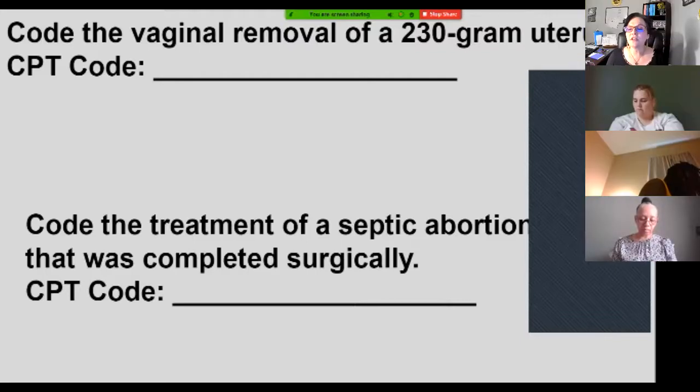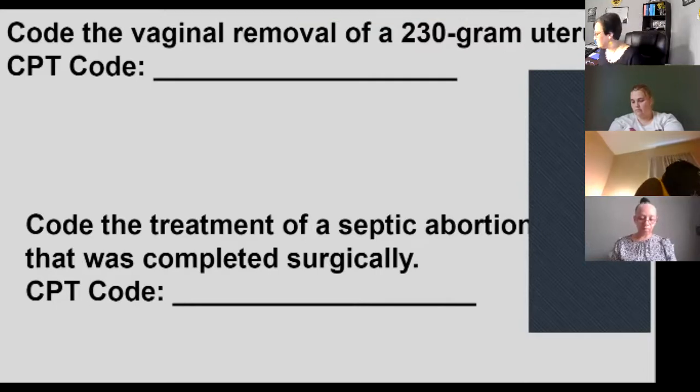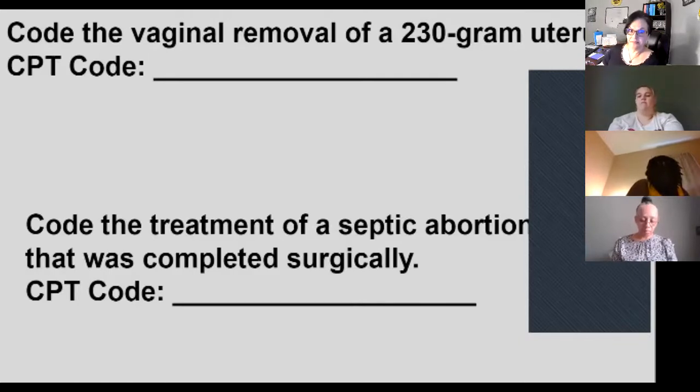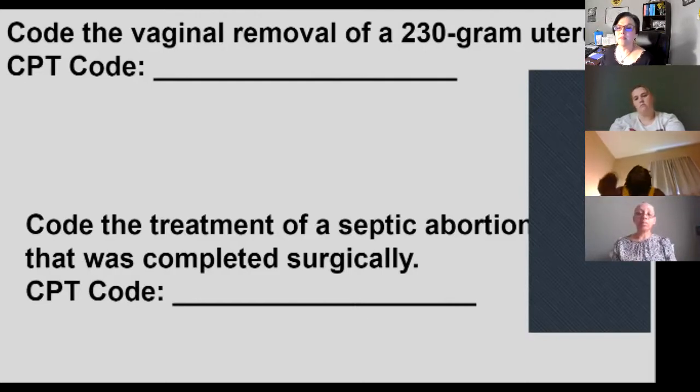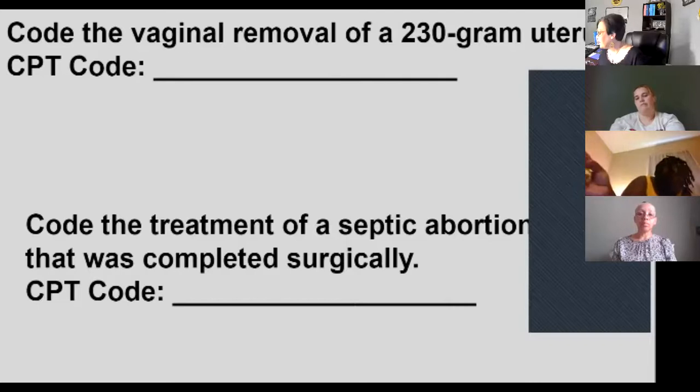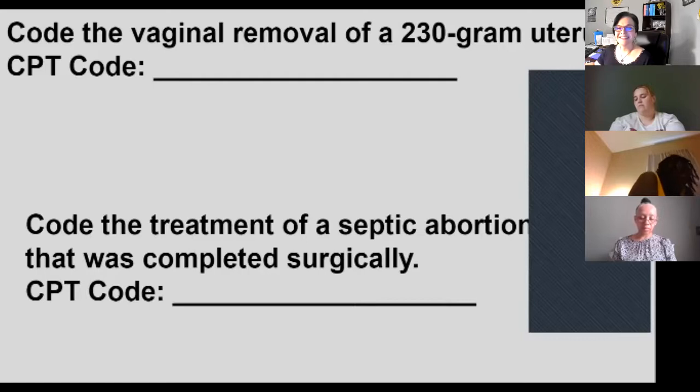Sonia, you haven't had a turn yet. It's your turn. Okay. It's 58290. Yes. Okay, I want you to read that. Vaginal hysterectomy for uterus greater than 250 grams. This is how many grams? It's 230. Okay. So that'll be 58260. I don't know why my head went to greater. That's okay. Who agrees with 58260?